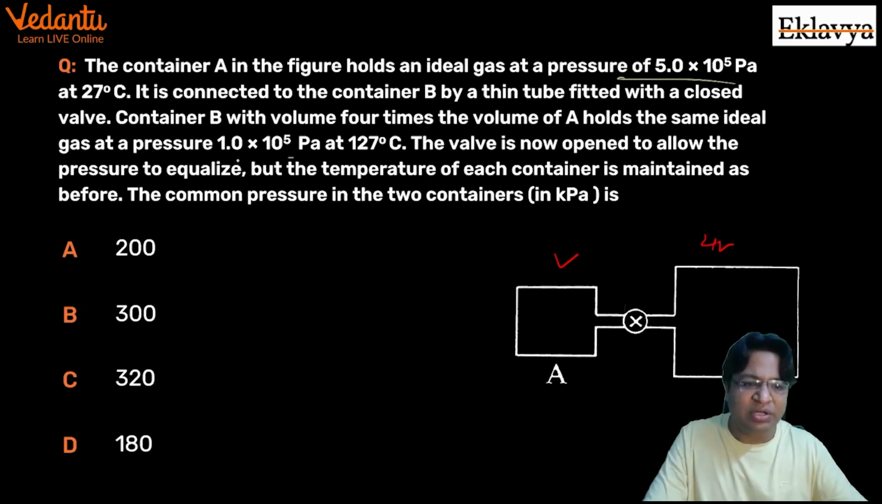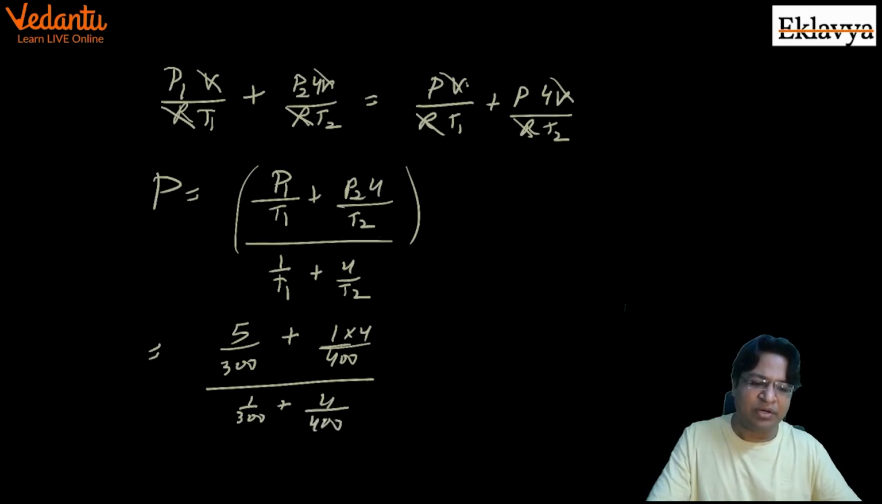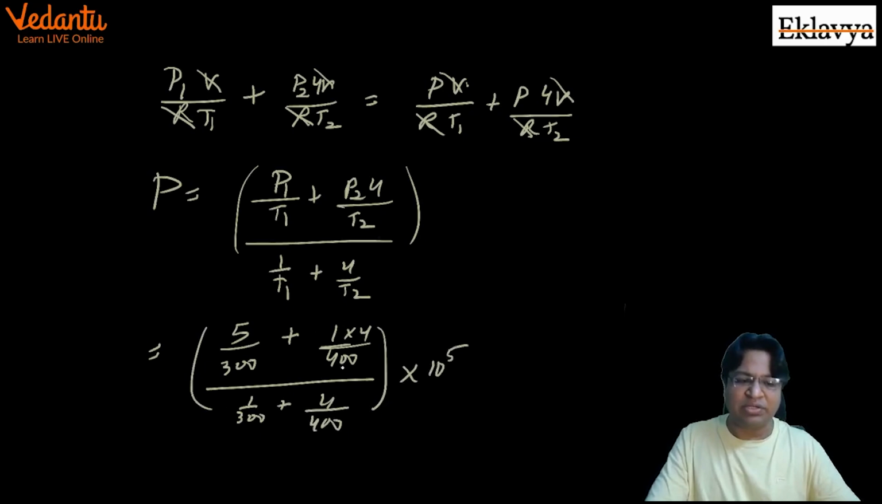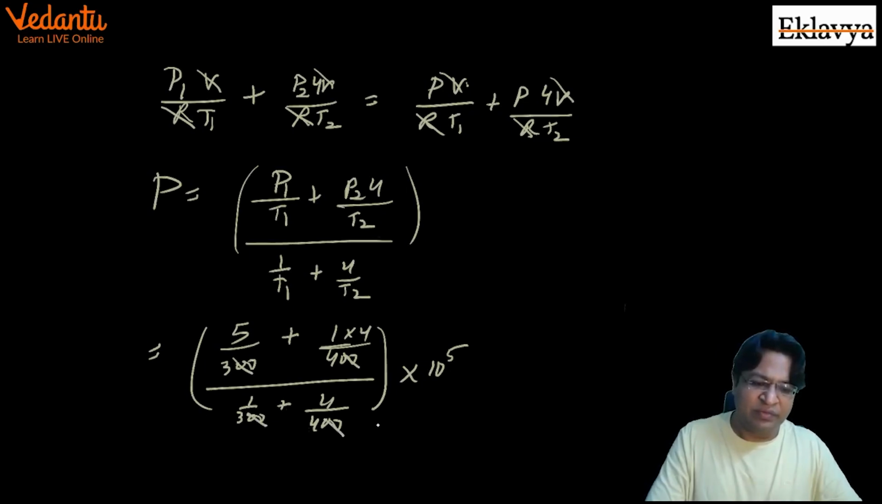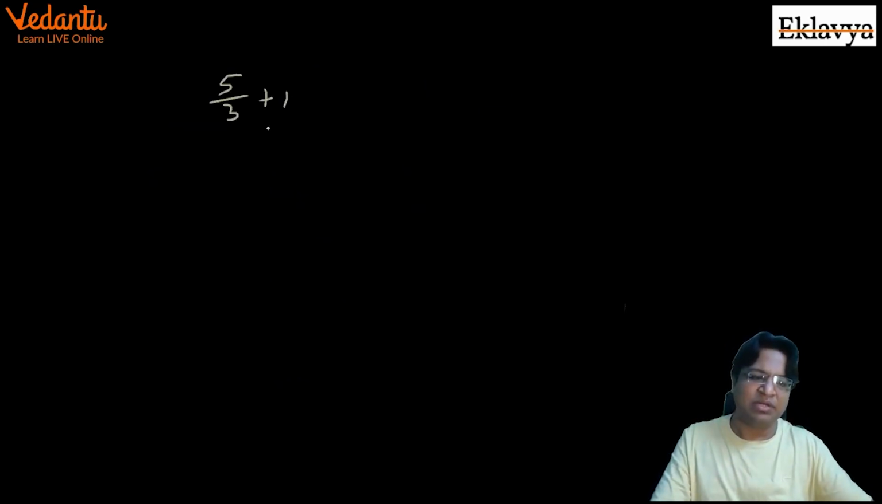Okay, let me just check. Yeah, and temperature was 400, divided by 1 upon 300 plus 4 upon 400, and then into 10 raised to power 5. So when we finish this calculation, you can see that these double zeros can also be taken out as the common quantity, and in fact they are going to get cancelled. So we are left with 5 by 3 plus 1, divided by 1 by 3 plus 1, into 10 raised to power 5.